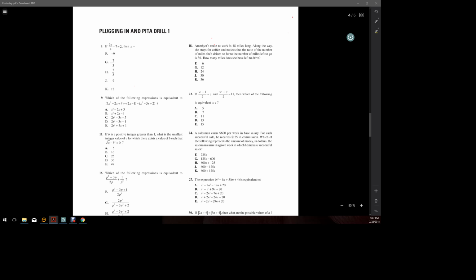The first one is plugging in, and the steps are: first, identify the variable. Second, plug in a number for the variable. Third, work the steps of the problem. Fourth, identify a target value. So when you work the steps of the problem, you get a value and circle it. And fifth, eliminate answer choices that don't give you the target value using the value that you plugged in. Okay? The other strategy is plugging in the answer, or PITA as we like to call it.